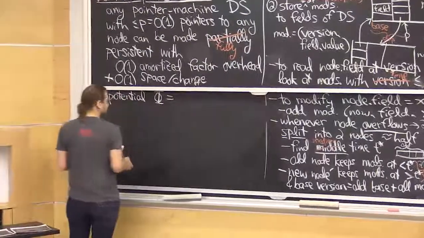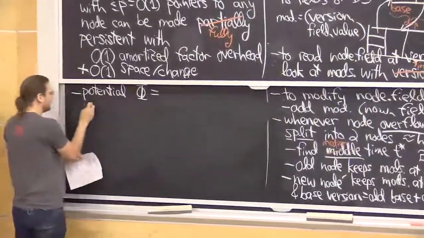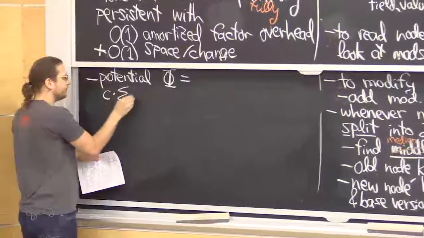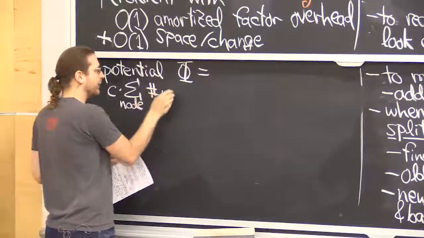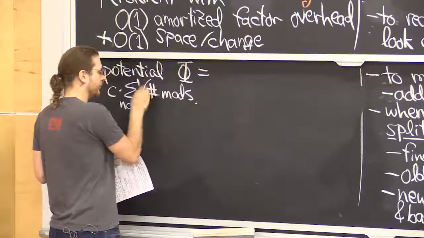So, new potential function. It's again going to have a constant c in front. I'm going to sum over each node. I kind of want to count the number of mods in the node, but let's be a little bit more careful than that.